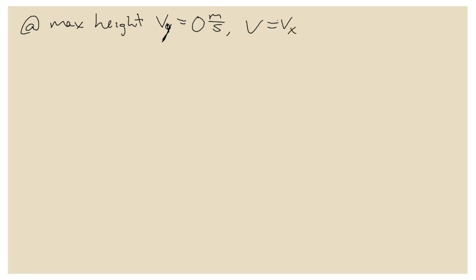Now, it's important to realize this because the question made it easier for you by asking about horizontal speed. But if they just said speed, you'd have to realize at the maximum height, the full speed is just the horizontal component of the speed. Why are we able to say that? Because in general, the speed is made up of 2 components, Vx and Vy.